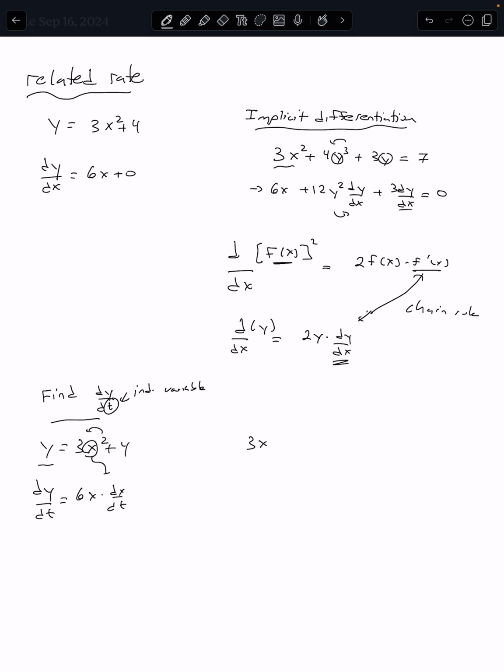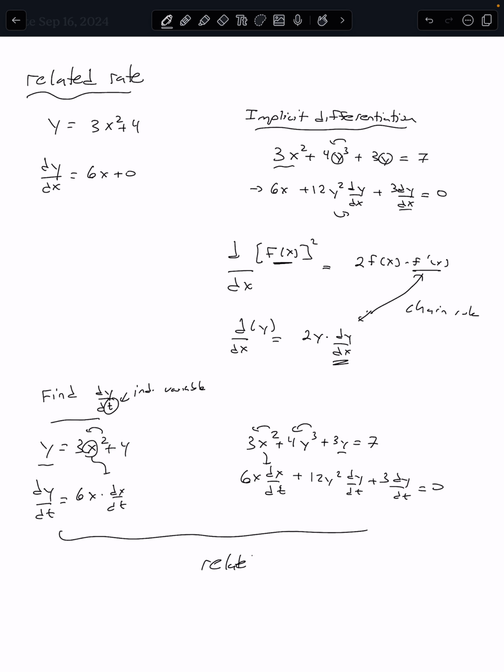Let's take a look at this one. 3x squared plus 4y cubed plus 3y equals 7. If I take the derivative with respect to t, we're going to get this becomes 6x dx dt, plus this second one becomes 12y squared dy dt, plus 3 dy dt equals 0 still, because t is my variable here. This is what we call a related rate.